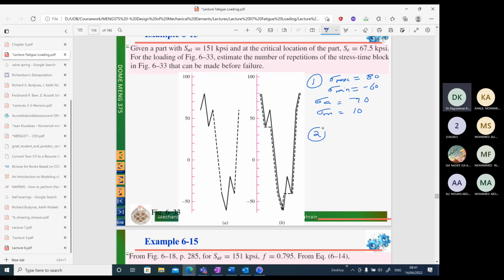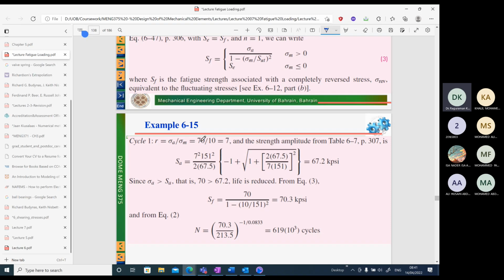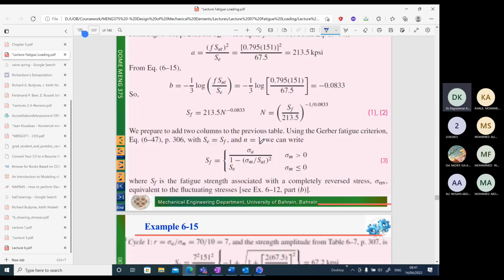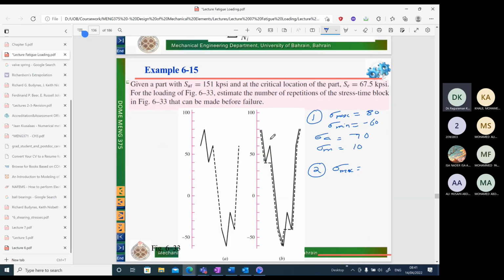Let's see cycle 2. Okay, so let's first identify here. Yes, we got cycle 1 correctly, 70 and 10. In cycle 2, we will see here 10 and 50 we are given. So cycle 2 is this guy here. So the max value should be 60.